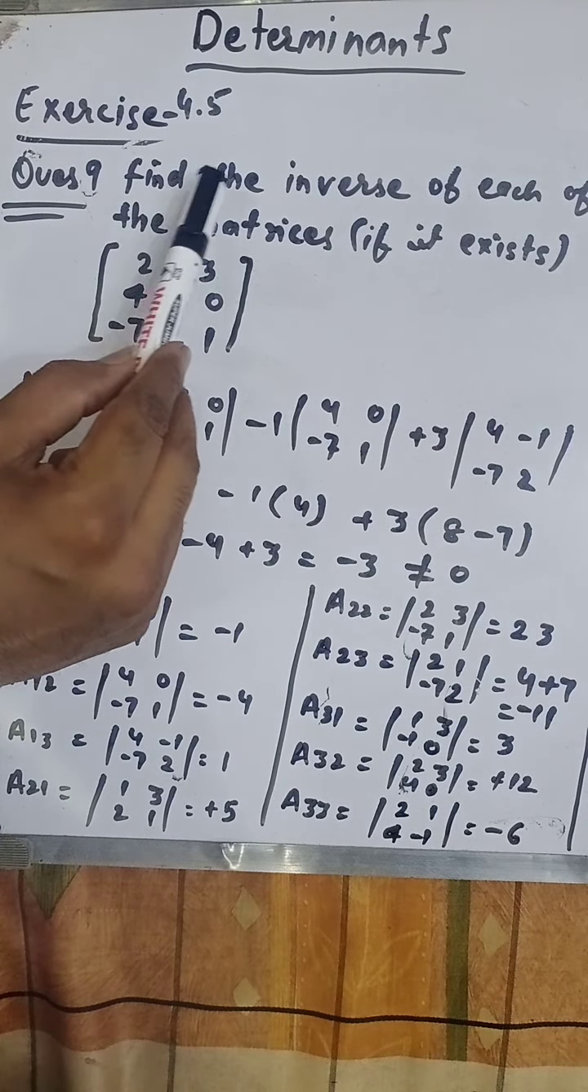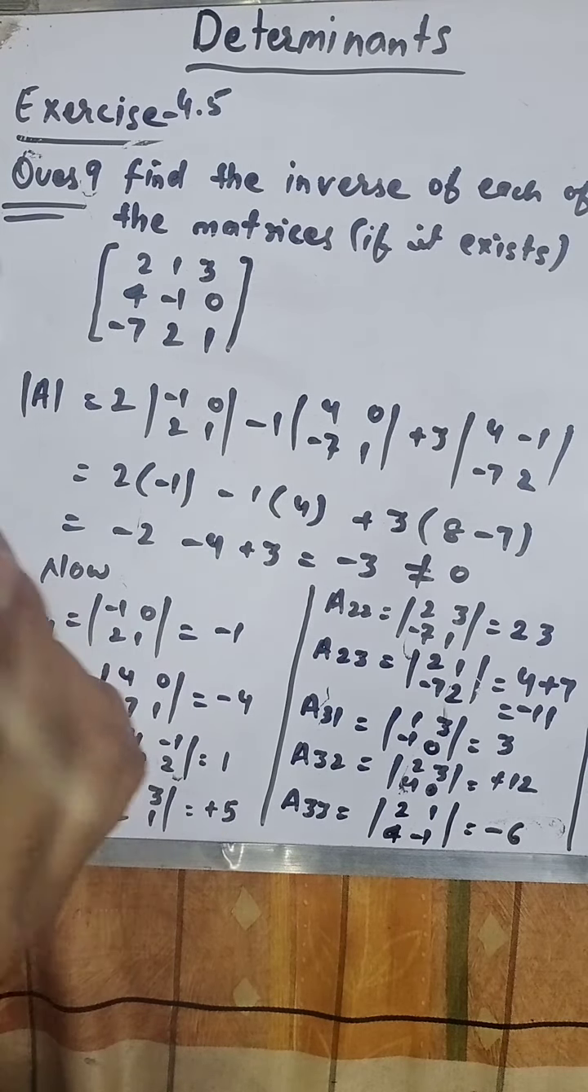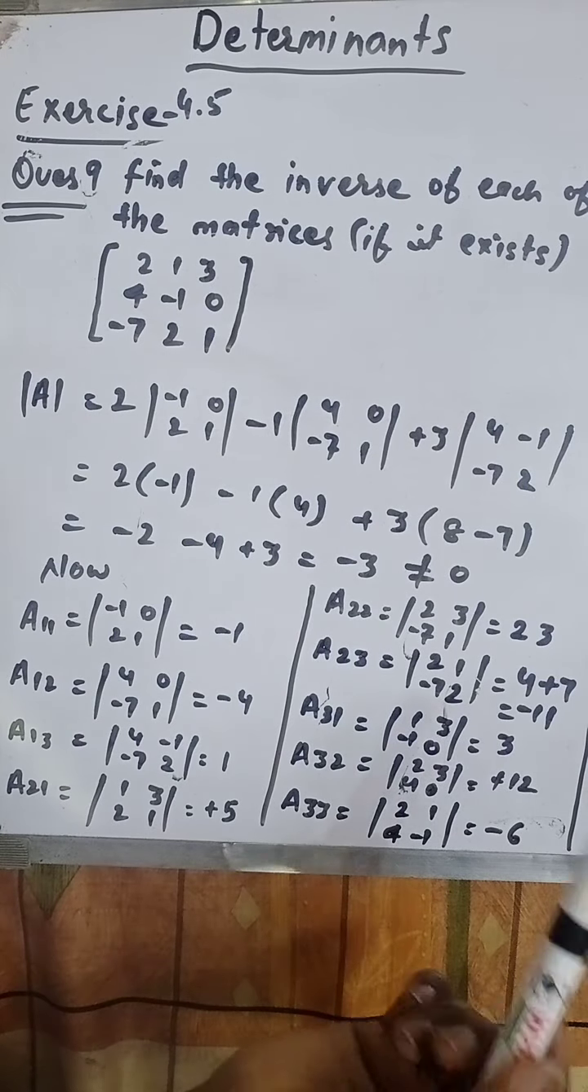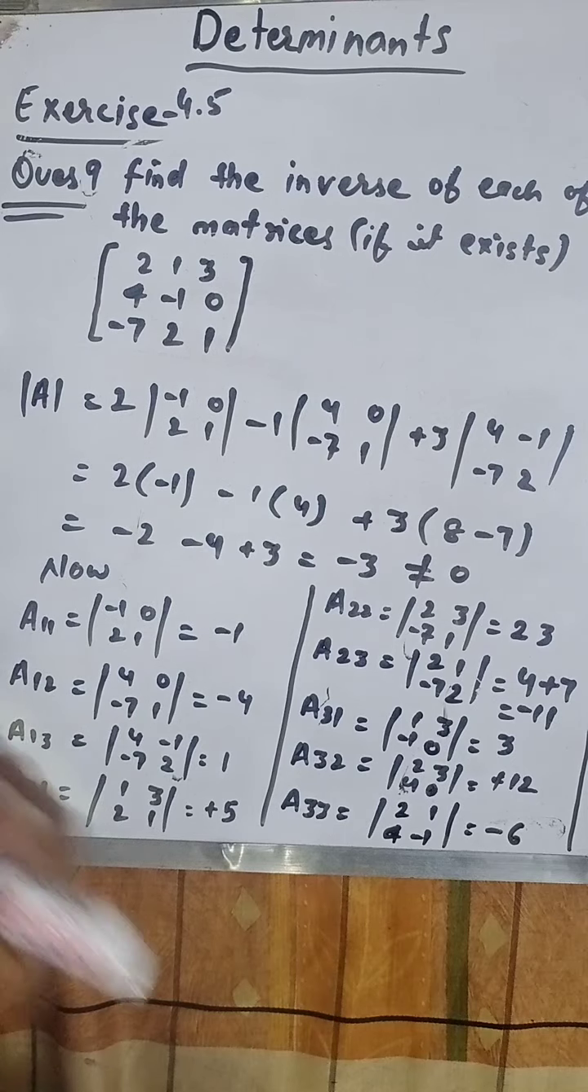So here we have to find out the inverse. To find the inverse we need to find the adjoint, so we have to find the adjoint of this matrix also. The method is the same in both cases: how to find the adjoint of a 3 by 3 order matrix. So let's start. Here is the solution.